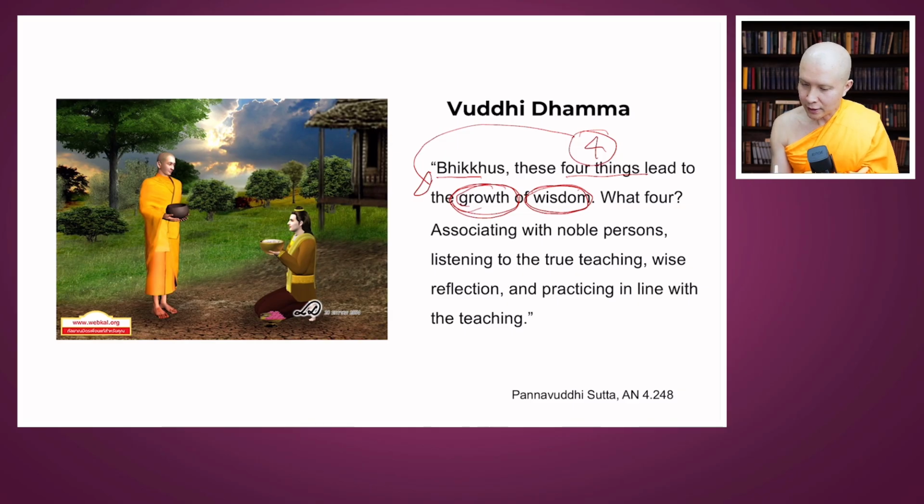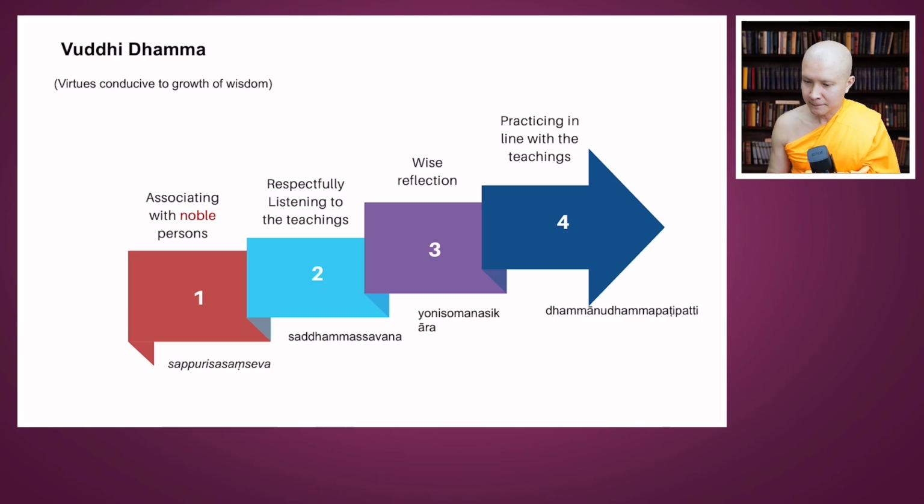First, associating with a noble person. Second, listening to the true teaching. Third, wise reflection. And the fourth, the last one, practice in line with the teaching. This is from the Panyavutti Sutra, from the Anguttara Nikaya. It's very simple, but it comes with detail that we need to understand. If we put them into a picture, there are steps for us to practice in order to develop wisdom, the growth of wisdom, right?